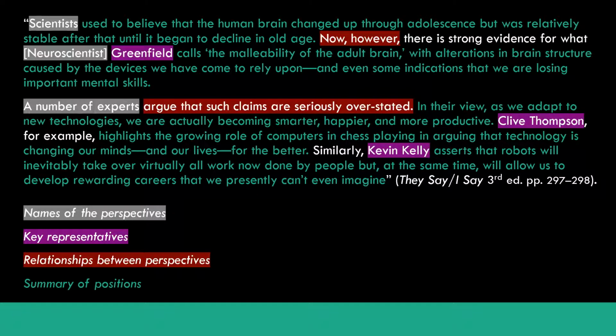This is an example of the longer form of a literature review. These two paragraphs are only an excerpt from a longer literature review, but in these two paragraphs we see the elements of a good literature review at work. The authors group perspectives under names or categories, they identify key representatives, they emphasize the relationships between perspectives, and they summarize positions. In so doing, they effectively introduce the scholarly conversation to the readers and set them up to better understand the argument that follows.